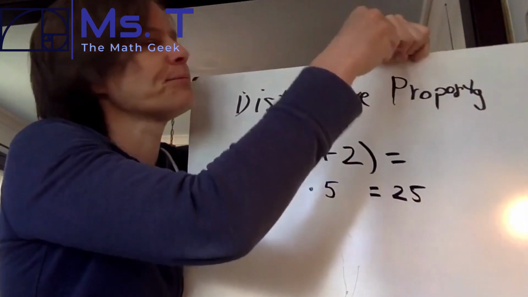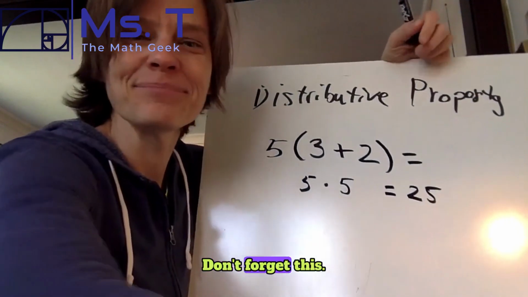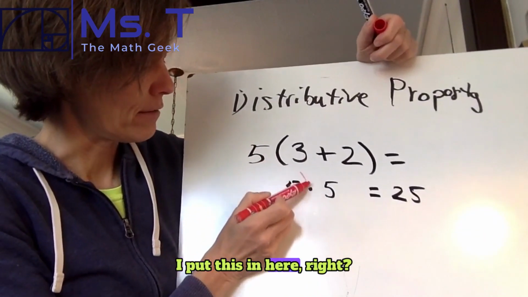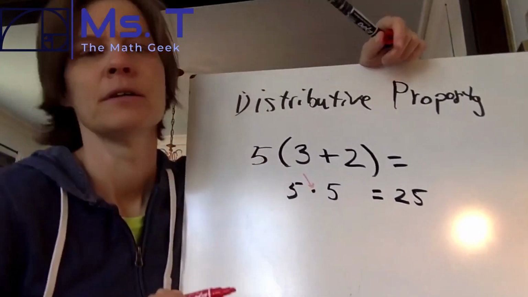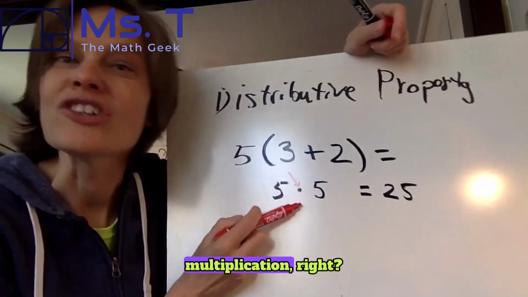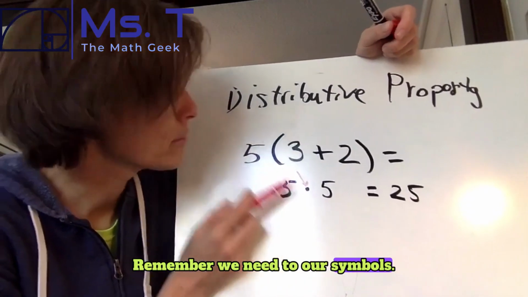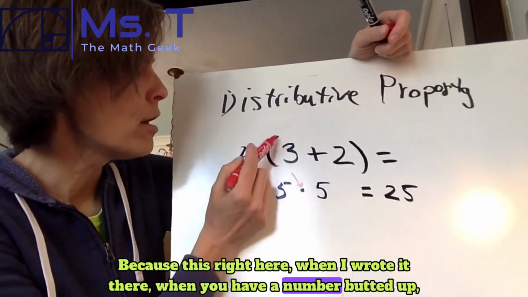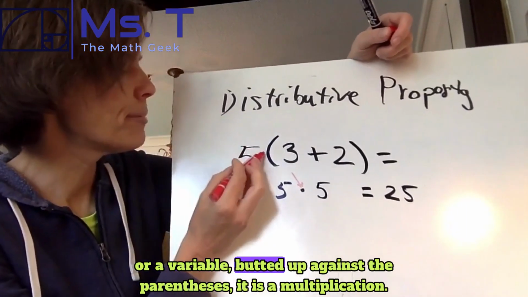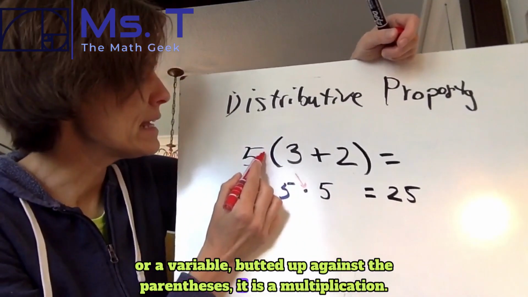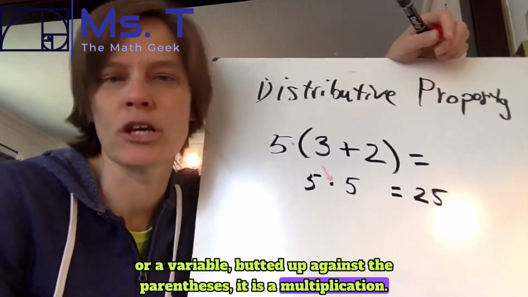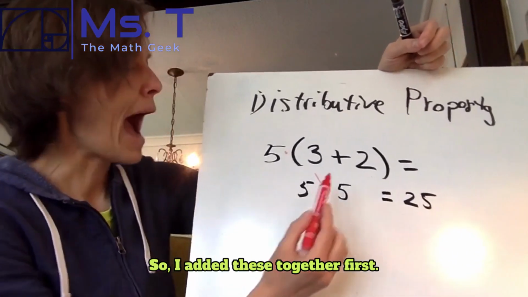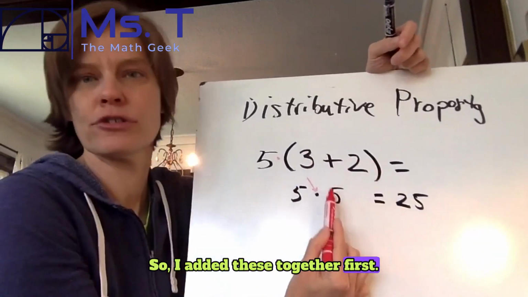Now, don't forget this. Did you see? I put this in here, right? Multiplication, right? Remember, we need to know our symbols. Because this right here, when I wrote it there, when you have a number butted up, or a variable, butted up against the parentheses, it is a multiplication. Okay? So, I added these together first.